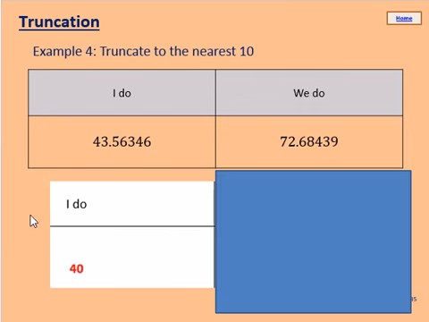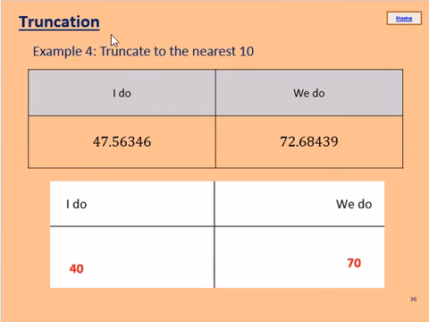Okay, so getting a little bit trickier now, truncating to the nearest 10. So what this means is, after this 4, this is the tens column, okay? So after this 4, we draw a line and we ignore everything after that. So the nearest 10 is 40. Ignore everything after the 4. So 4 in the tens column, that means it's 40. Please pause the video here and try the we do for yourselves.